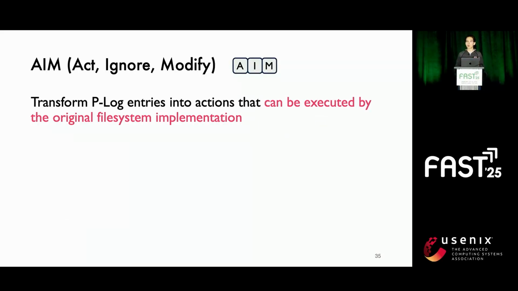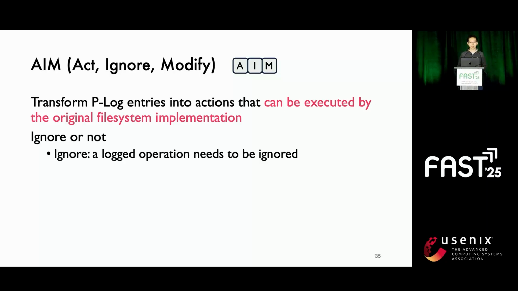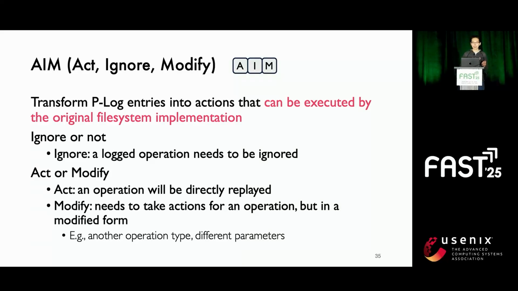Plog works together with an algorithm M, short for act, ignore, or modify. It enables us to transform the plog into actions that can be executed by the original file system implementation. The first decision for a logged operation is ignore or not. If it does not contribute to the state gap, it needs to be ignored. Then it decides between act and modify. Act indicates an operation will be directly replayed as it is. Modify means that an action needs to be taken, but in a modified form, such as a different operation type or parameters.